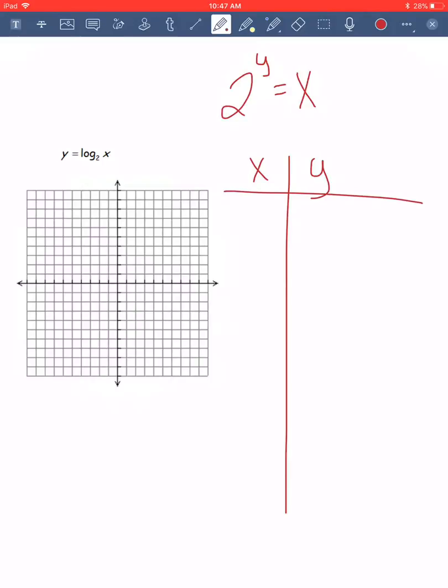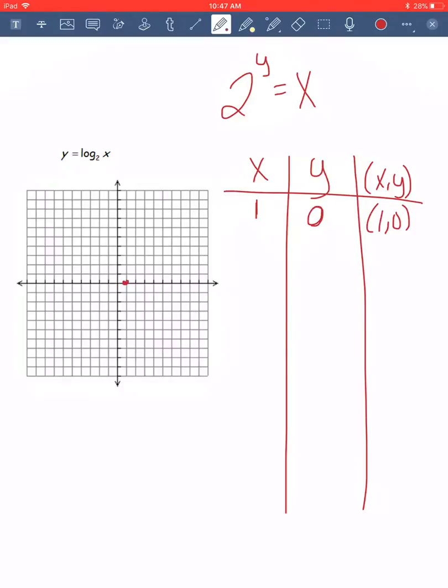So, if I plug in, let's say 0 for y, I would be raising 2 to the 0 power, which anything raised to the 0 power is 1. So I technically have a point at 1, 0. So I'm plugging in y values to get my x values. So I'm going to plot my point at 1, 0.